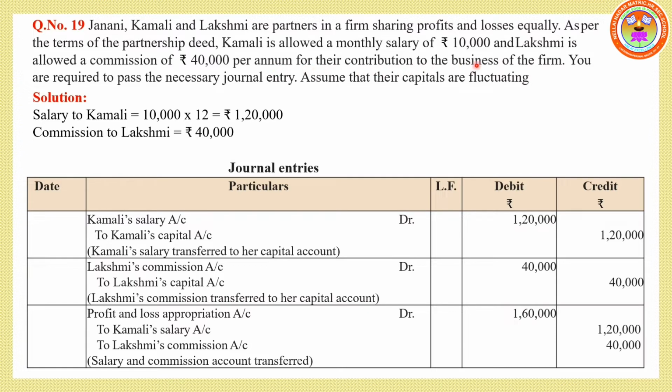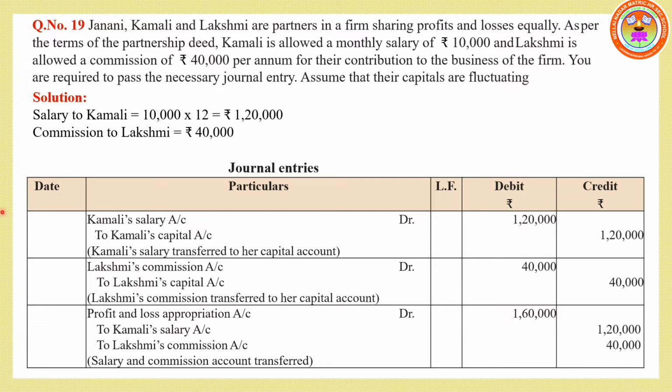For their contribution to the business of the firm, you are required to pass the necessary journal entry. Assume that their capitals are fluctuating. Underline the word fluctuating. Fluctuating capital method means they are going to open only one account, the capital account. So calculate salary to Kamali, 10,000 into 12, so 1,20,000 salary to Kamali. Commission to Lakshmi 40,000 per annum. Create the journal format: date, particulars, LF, debit and credit columns.